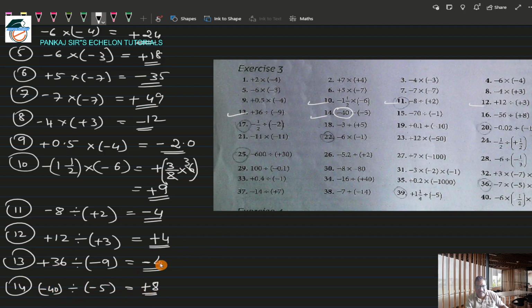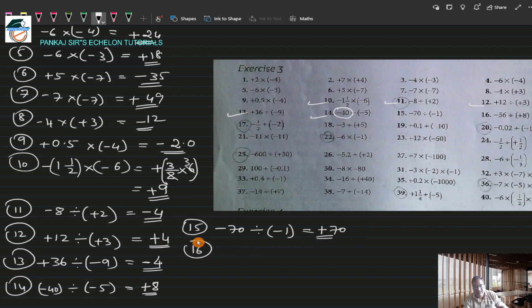Okay. And now coming to 15th, question number 15, I will work out here. 15th says minus 70 divided by minus 1. Now this is minus divided by minus, which will always give you plus, and 70 divided by 1 will always give you 70. So the answer is plus 70 for the 15th one. And that particular question does not have any issue. Okay, 15th is okay, the answer given is plus 70. Yeah, so that is okay.